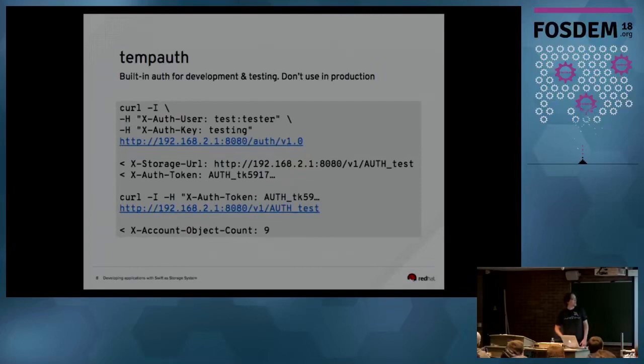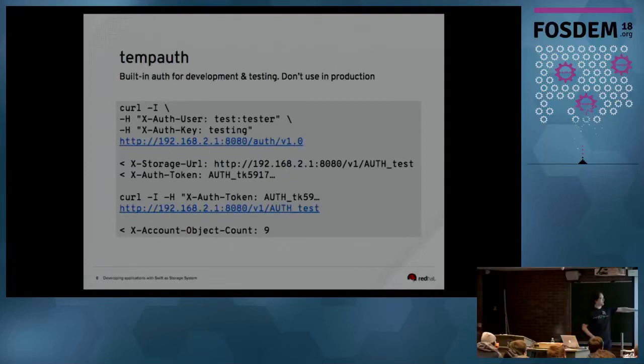And we have a built-in, included middleware called TempAuth. We're actually using it both for development purposes as well as demoing and showcasing stuff. So it's really meant for showcasing or testing stuff. Don't use it in production, because the credentials that you're using here are actually stored in plain text in the proxy server configuration file. So it shouldn't be done in production, of course.